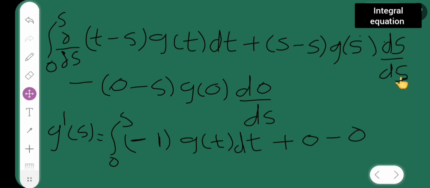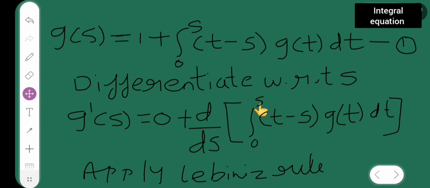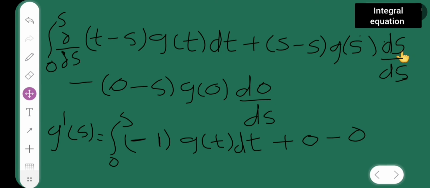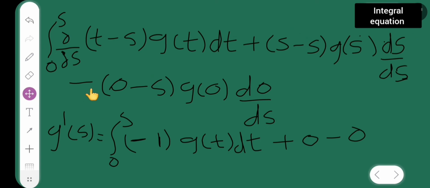And then ds upon ds, because this is with respect to s, and in the formula you can see the upper limit beta is here. That's why I have put it like this. Next is minus, as in the formula. Now the alpha part, the lower limit. So 0 is my alpha, minus s. Wherever there is t, replace it by 0, and then this is times d0 upon ds.